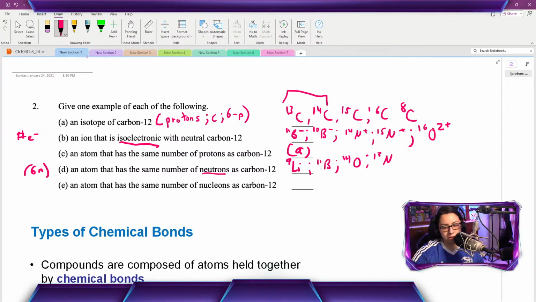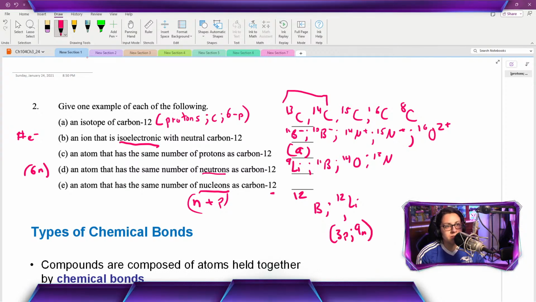And then I think the last one that people had issues on was this one. And this was because of this term nucleons. And nucleons means the total number of neutrons plus protons. So basically, we're saying it has to add up to 12. So we could do 12 boron, 12 lithium. So this would be crazy, right? This would have 3 protons and 9 neutrons. Again, don't know if this exists, but just a possibility.